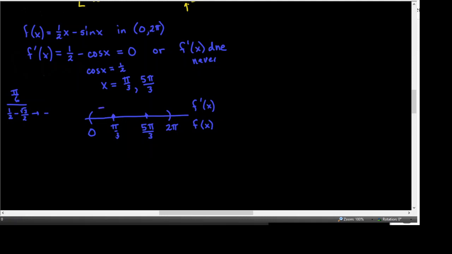Then from pi over 3 to 5 pi over 3, I'm going to pick something that's easy, like pi. You can pick anything you want, and I'm going to pick pi because it's easy. So 1/2 minus cosine of pi is negative 1. 1/2 minus negative 1 is positive. So I'll put a plus here. And then from 5 pi over 3 to 2 pi, I guess 11 pi over 6 is fine. 1/2 minus cosine of 11 pi over 6, which is square root of 3 over 2, will give us a negative answer. So that's negative. All right. So that means that the function is decreasing, increasing, decreasing.